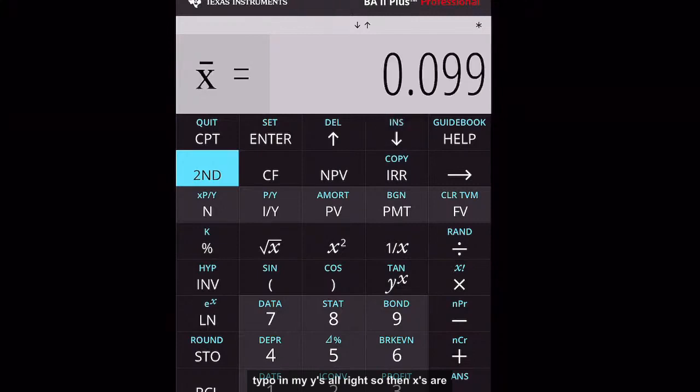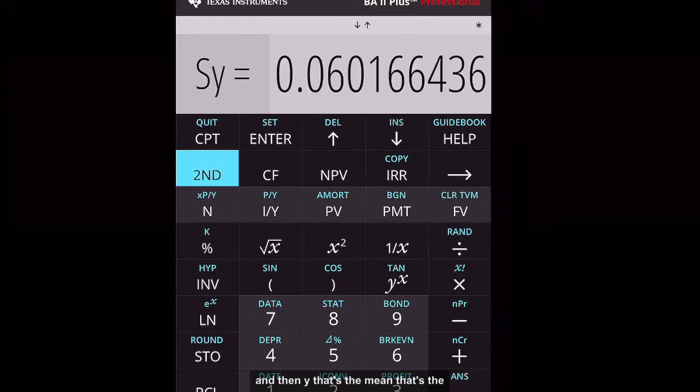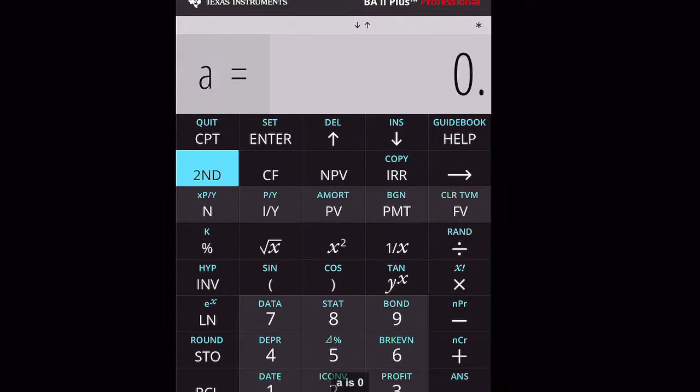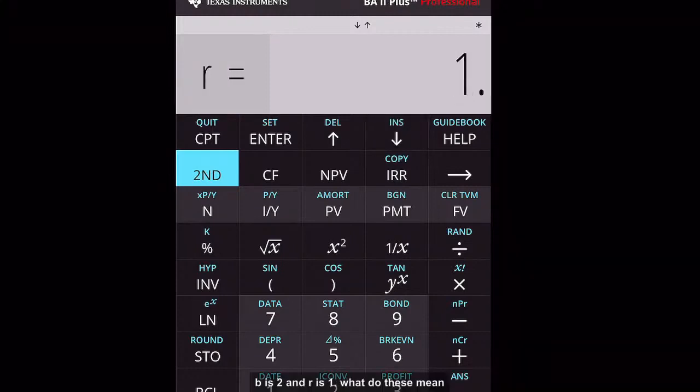All right, so the x's are all good. And then y, that's the mean, that's the standard deviation, and I'm going to explain why you need those. But all these results are here in your calculator. There's your standard deviation. Okay, so A is 0, B is 2, and R is 1. What do these mean? What are A and B?